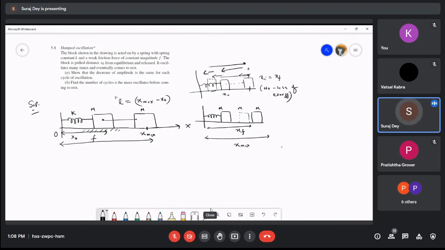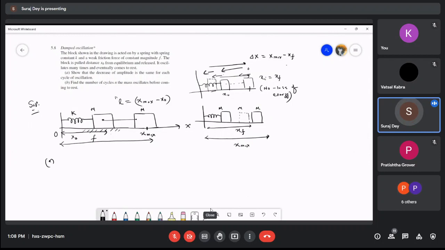And after one cycle, the block has suffered a loss, delta x, let's say, is x maximum minus xf. This is because of friction. So the block will not come back to its initial position. It will come back to a point that is slightly lower than x maximum. And if there was no friction, then the initial point and final point would be the same, and so there would be no loss. This delta x would be 0.